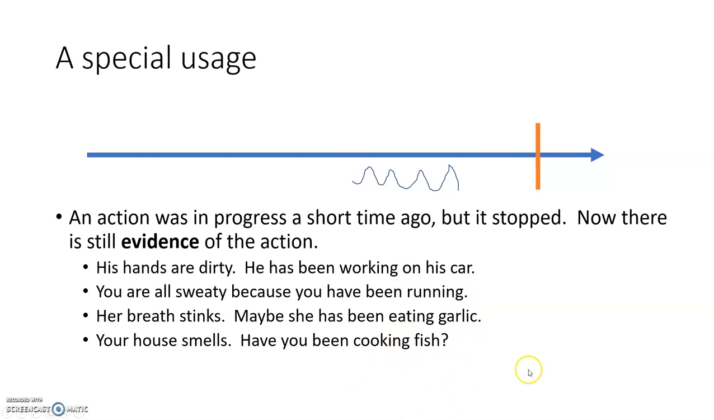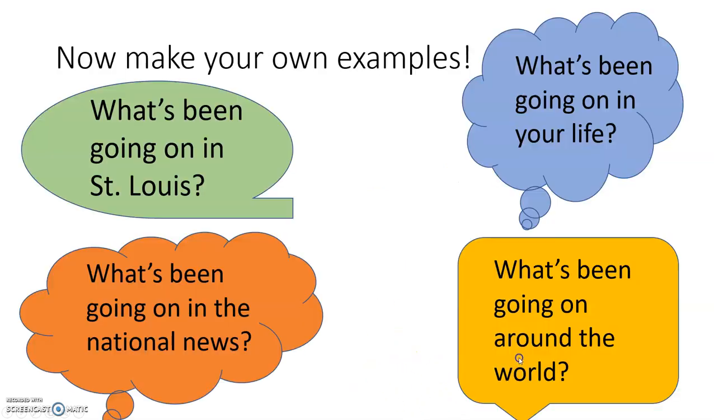Okay, so read those examples of the special usage. And then finally, of course, you want to make your own examples. So if you simply think about what's been going on in your life with this idea of recently, you can create lots of good examples. What's been going on in St. Louis, what's been going on in the national news. Just take a look at the news online or on television and you can create lots of examples. What's been going on around the world or in your country of origin.